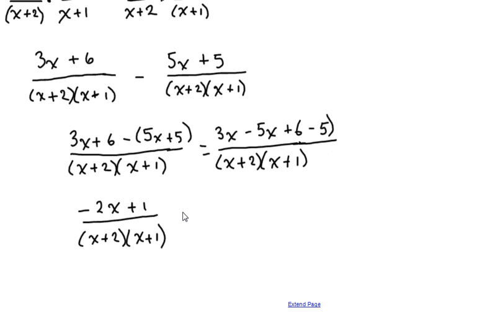And notice that we don't have any of the same factors on top as we do on the bottom, so our final answer becomes negative 2x plus 1 over x plus 2 times x plus 1.